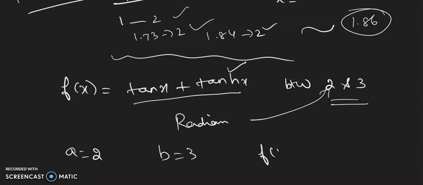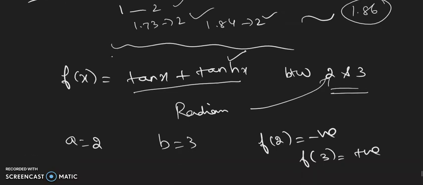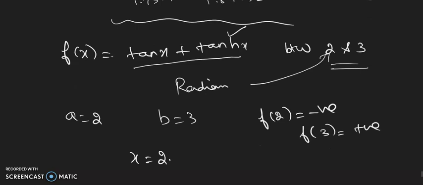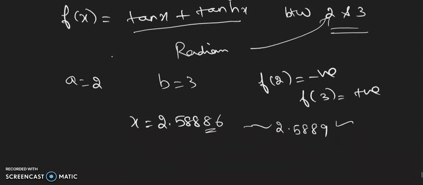If you find f of 2, you will get a negative answer. And f of 3, you will get a positive answer. Then only the root lies between them. They can give that in the question itself. And you will get the answer after the first iteration as 2.588886. If you want to truncate, you can write it as 2.5889. Okay. So using this, what are you going to do? Again, you have to find the function value f of 2.5889, whether it's positive or negative.